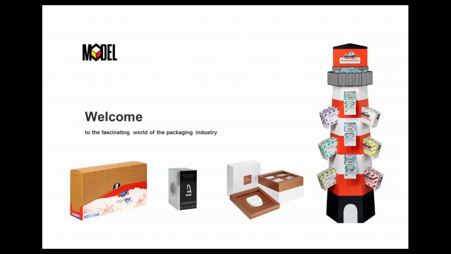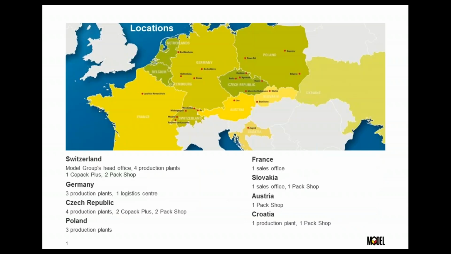So the Model is a family-owned company, was founded already in 1882. So already a long time in the market. And the main business part is the corrugated packaging. What you can see also in the pictures here on the screen, this is something that is typical for our company. And we are located in Europe. So we are a Europe-based company.